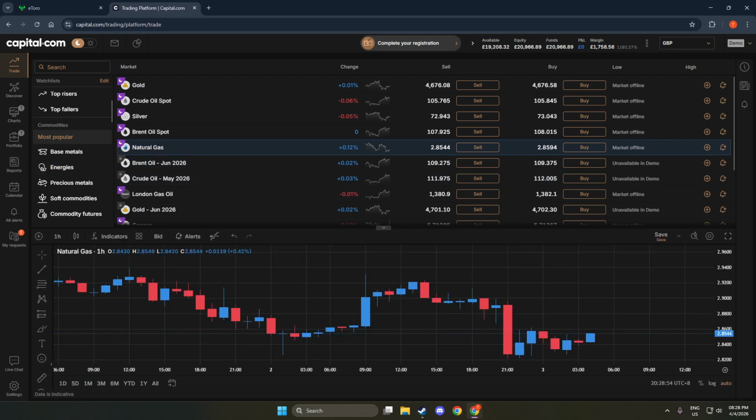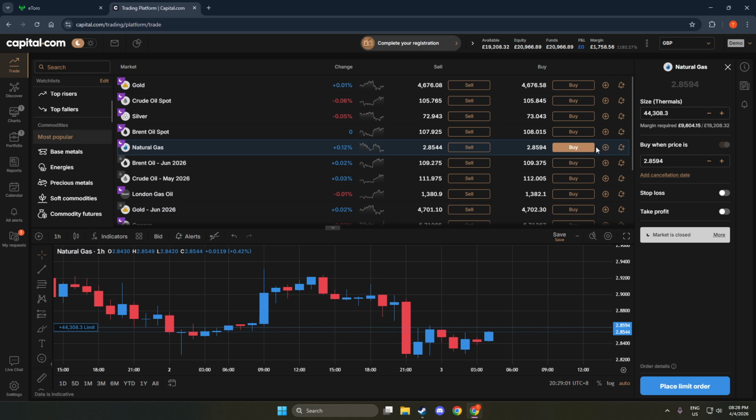Look for the order type selector. By default, many platforms show market order first, but you'll need to switch it. Choose limit order. On Capital.com, it may also appear as buy when price is or sell when price is, which is their way of describing a limit order that triggers only at your chosen level.